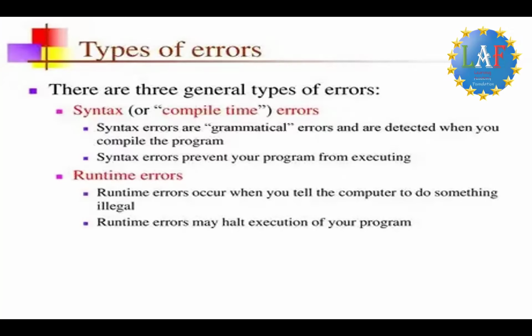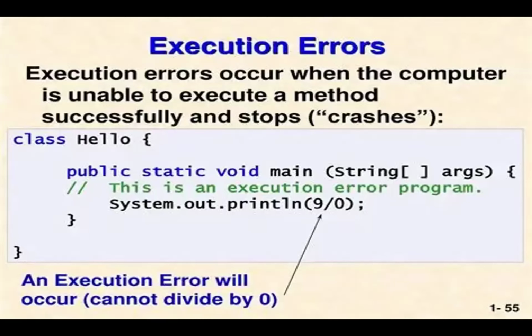And then runtime errors. Errors occur when you tell the computer to do something illegal. Runtime errors may halt execution of your program. So it crashes during execution, often due to unexpected inputs or missing resources. Execution errors occur when the computer is unable to execute a method successfully and stops or crashes.